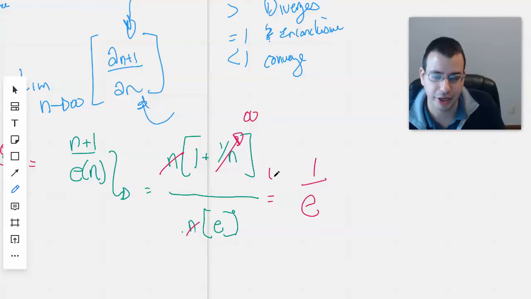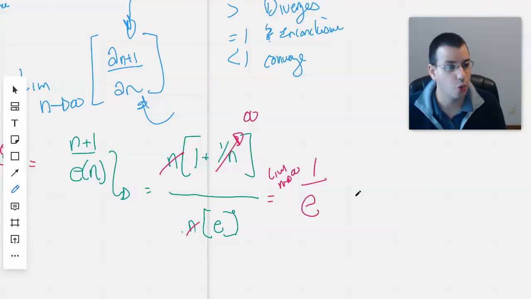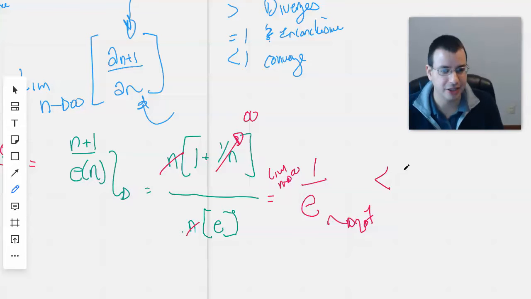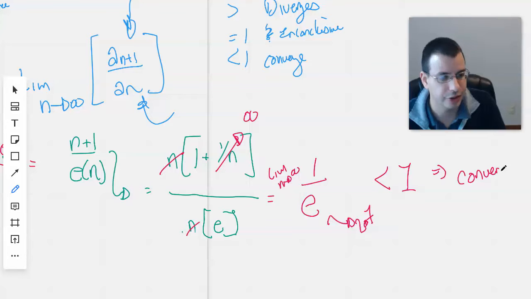So I'll write it in here now. Limit as n approaches infinity of 1 over e, which is just 1 over e. e is like 2.7 or so. And so 1 over 2.7 is less than 1, therefore converges by ratio test.